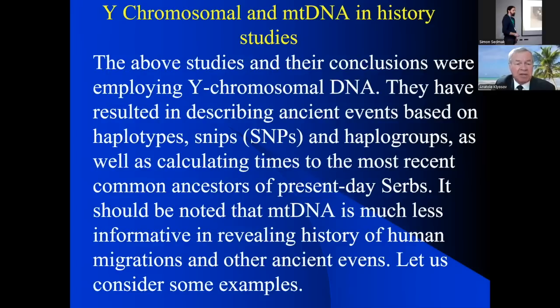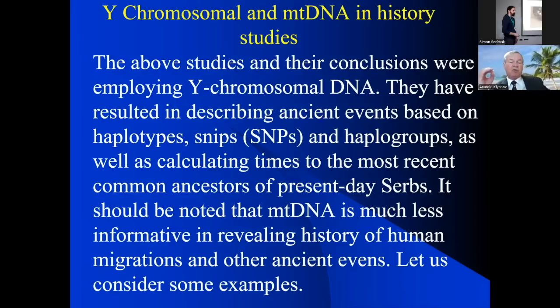Now, the above studies and their conclusions employed Y-chromosomal DNA. They have resulted in describing ancient events based on haplotypes, SNPs, and haplogroups, as well as calculating times to the most recent common ancestors of present-day Serbs. It should be noted that mitochondrial DNA is much less informative in revealing the history of human migrations and other ancient events. Let us consider some examples.